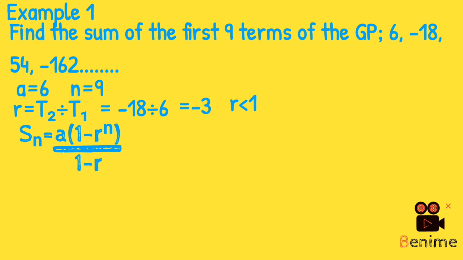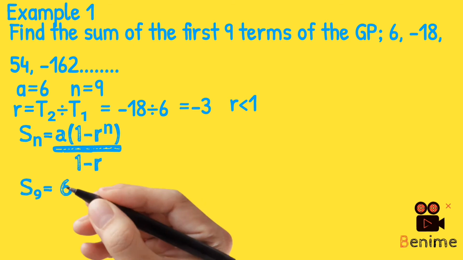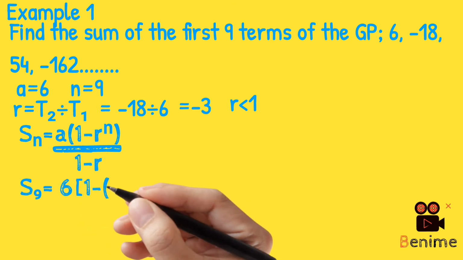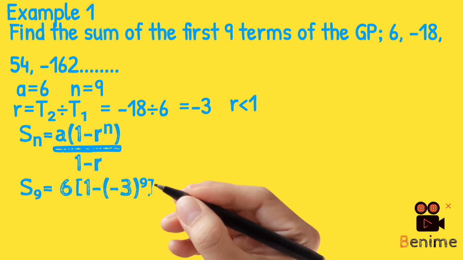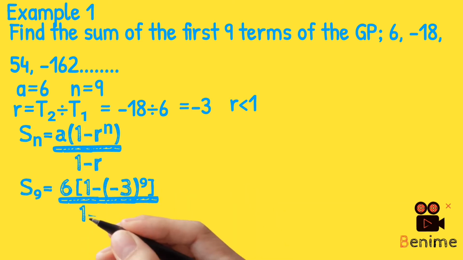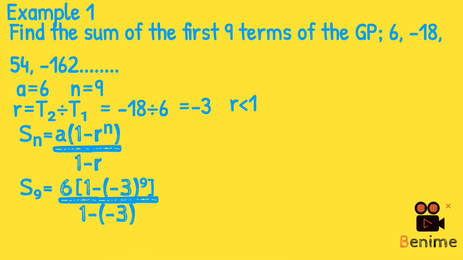So let's substitute the values that we have here. Sn will become S9 because we're finding the sum of the first 9 terms. S9 will be equal to 6(1 - (-3)^9) all over 1 - (-3). So A became 6, R became -3 in both the numerator and the denominator, and n became 9. That's simple substitution.